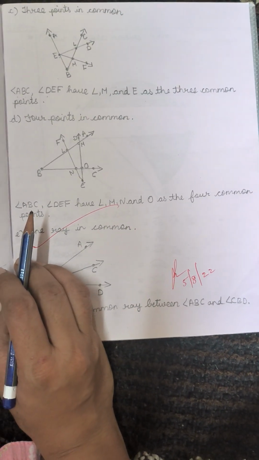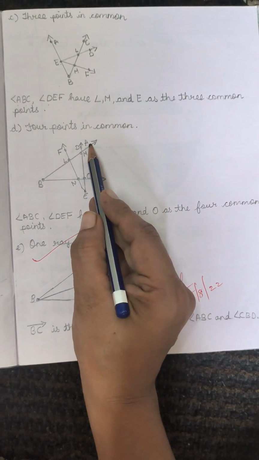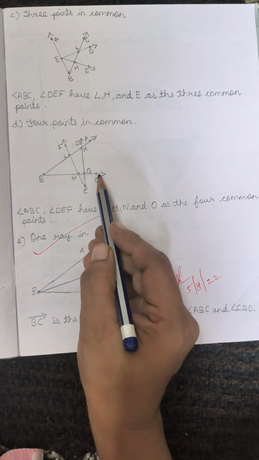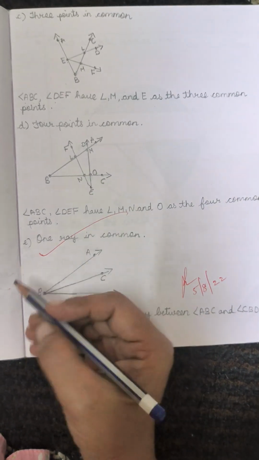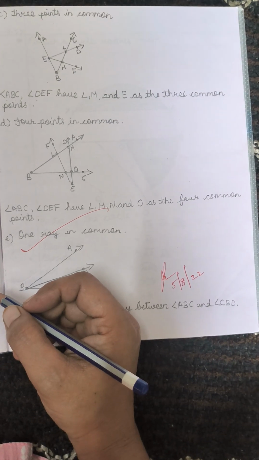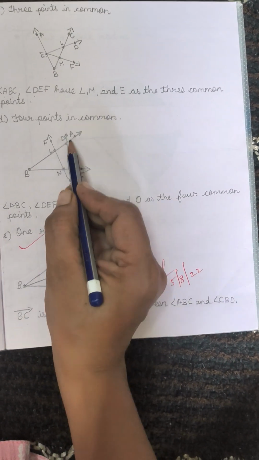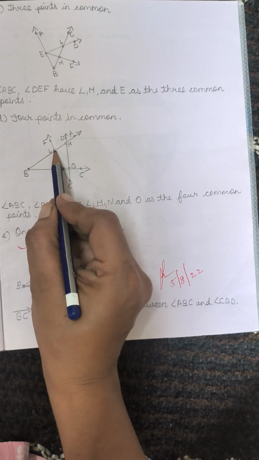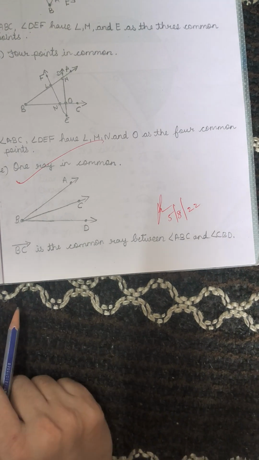Now how to get 4 points in common? So the diagram is somewhat like this. Triangle A, B, C and triangle D, E, F. The 4 points in common obtained are point O, point N, point M and point L. I hope you have understood.